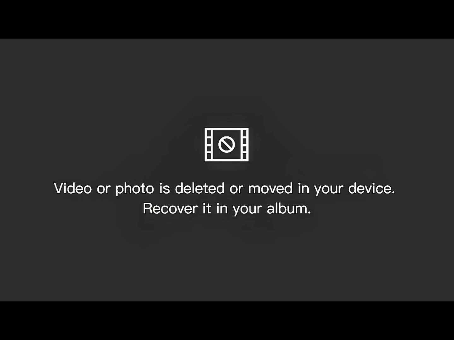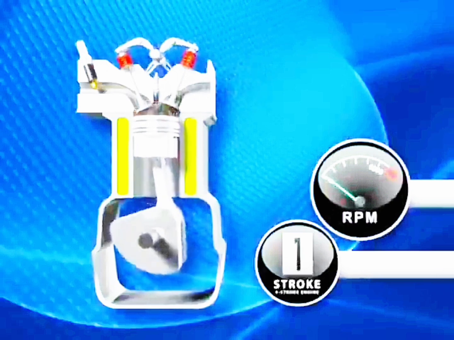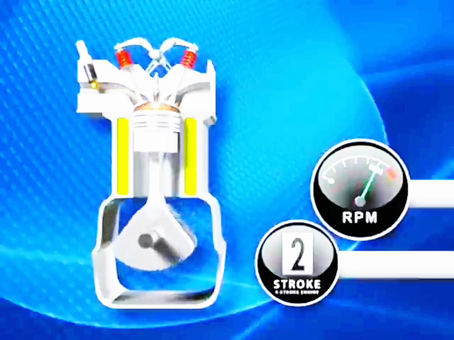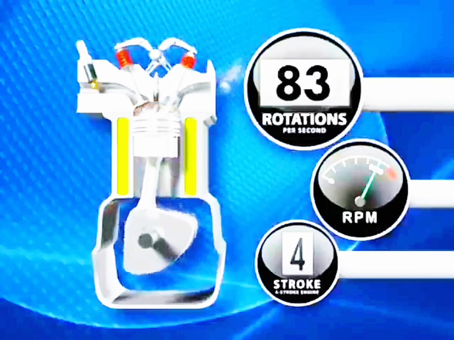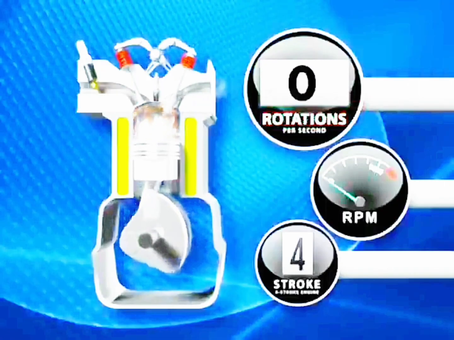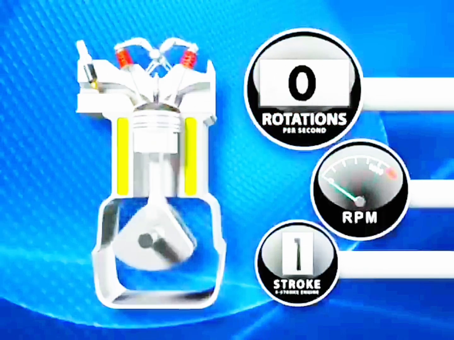RPMs, or revolutions per minute, is how many times the crankshaft rotates within that minute. At wide open throttle, the crankshaft may turn at 5,000 RPMs, or a dizzyingly 83 times per second. Meanwhile, the piston traveled up and down 166 times in that same second. Want to see how fast that is? Now, that's fast.